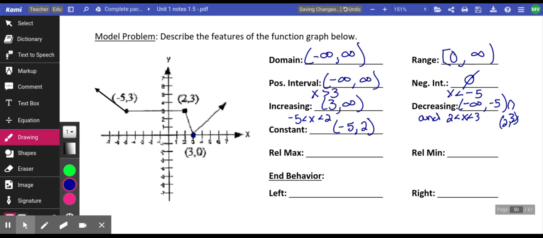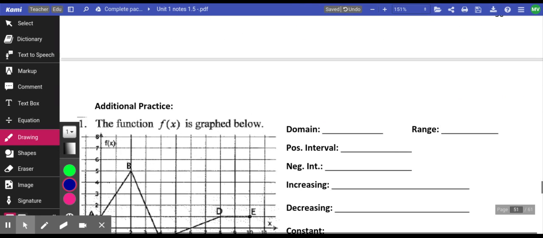It has a relative maxima, and it doesn't really have a relative maximum, so there is none. It has a relative minimum at 3, 0. End behavior: left, as x decreases, y increases, and right, as x increases, y increases. And that's how we would completely describe the graph.